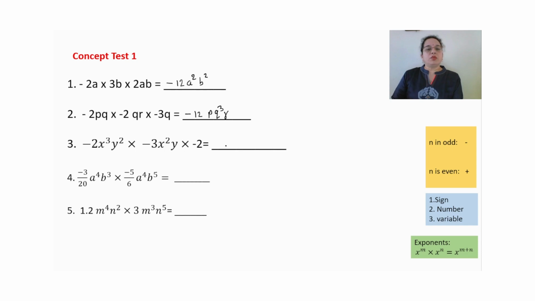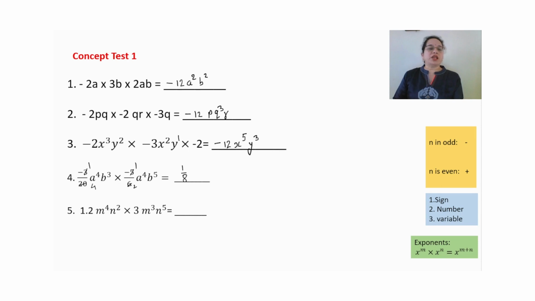Now next sum, again the total number of negative signs is 3, so the sign will be negative. 2 3s are 6, 6 2s are 12, so the coefficient is minus 12. X raised to the power 3 plus 2, 5. Y raised to the power 2, no power is there, it means 1, so 2 plus 1 will be 3. Now when these are rational numbers, we can cancel the numbers. So now the numbers are divisible. 6 3s are... 1s are 3, 3 2s are 6, 5 1s are 5, 5 4s are 20. So the number will be 1 upon 8.